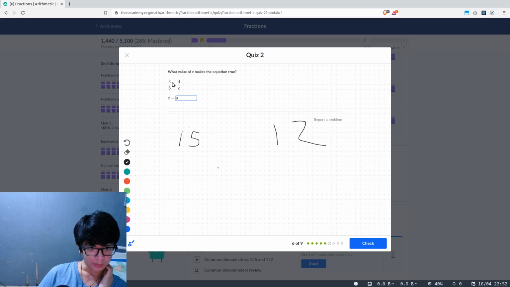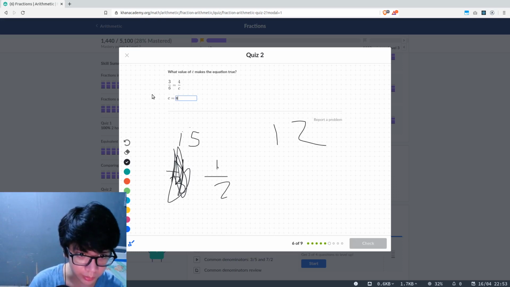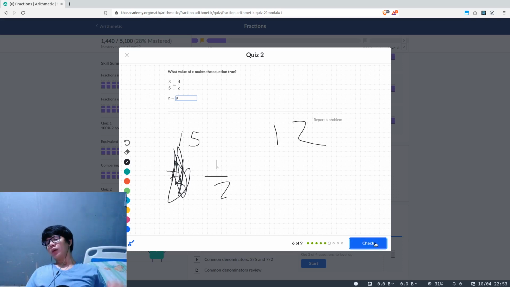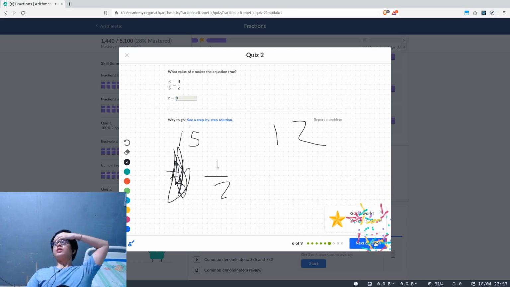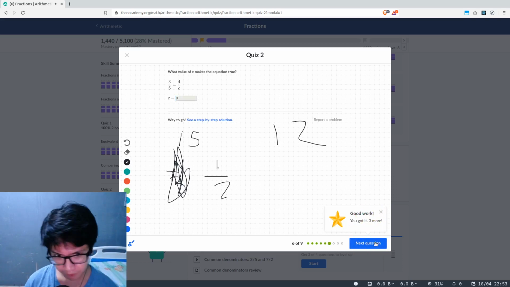Oh yeah, I mean this 3/6 is equal to 1/3, right? No, no, what do you mean 1/3? Oh, this is just 1/2. Oh my god, what am I thinking? 3/6, they're both a half. Ah, it's just a half.